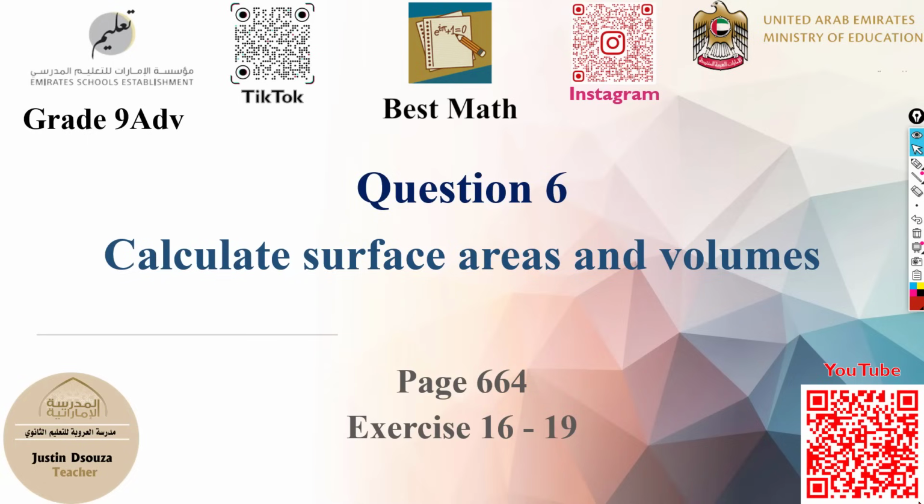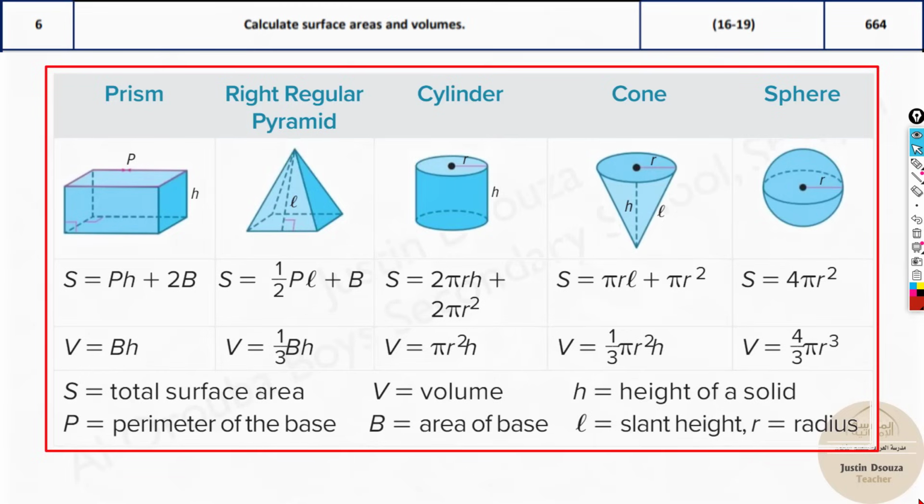In this video, we will learn how to calculate surface areas and volumes of three-dimensional objects. Here there are a set of formulas which you must remember. Now here, these are the formulas for surface areas. S means surface area and V is the volume. Now H is the height. What about P? P is the perimeter of the base. If this is a rectangular prism, that's the perimeter of the rectangular base.